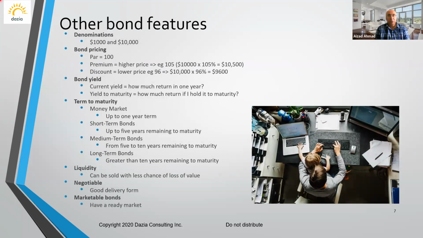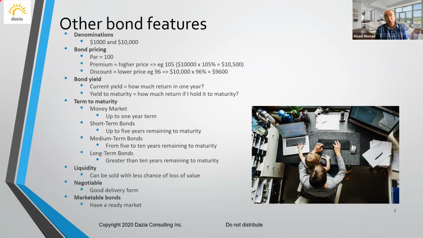Okay, other bond features. You can buy bonds from bond dealers, usually in denominations of $1,000, $2,000, $5,000, $10,000. So those are the bond denominations.